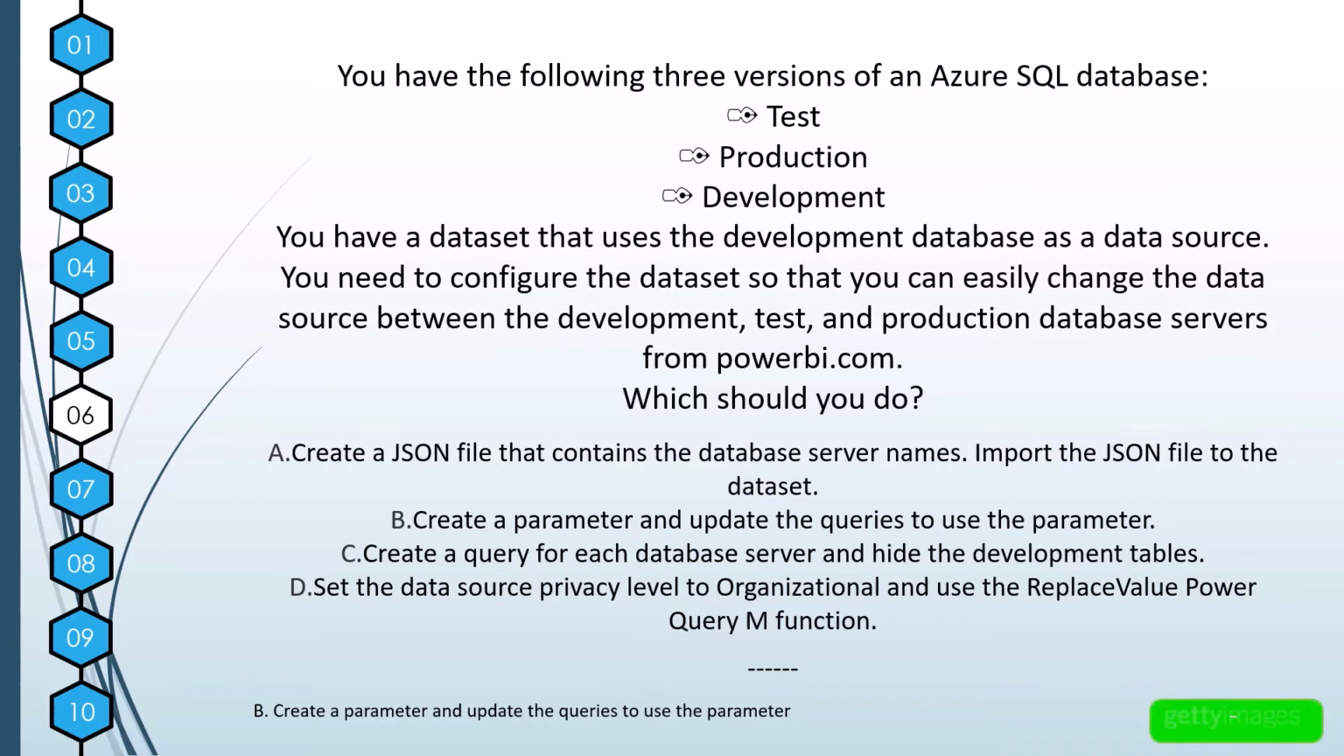B. Create a parameter and update the queries to use the parameter. C. Create a query for each database server and hide the development tables. D. Set the data source privacy level to organizational and use the replace value Power Query M function. You should create a parameter and update the queries to use the parameter.